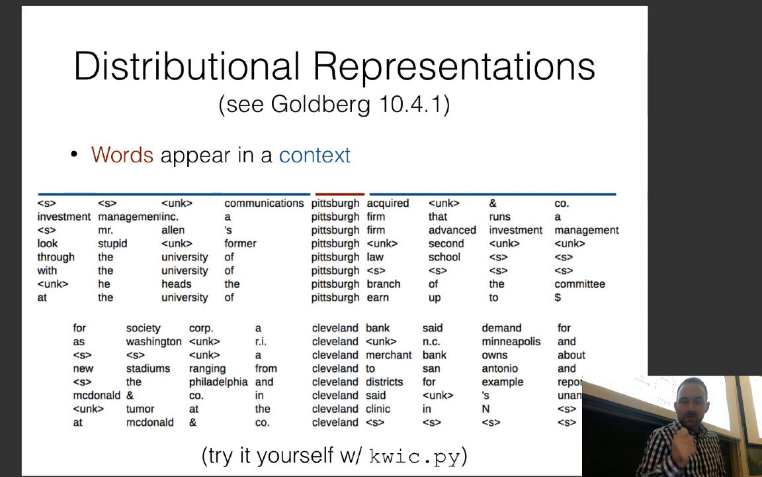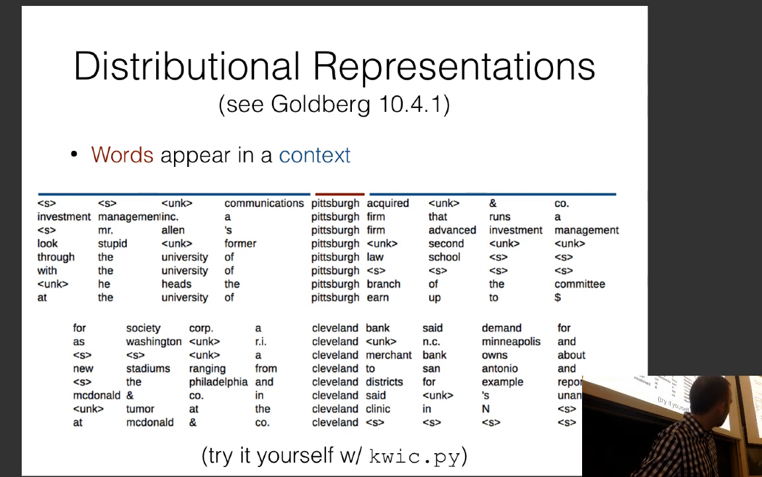So there's a Python program in the word representations file called kwic.py. This stands for keyword in context. And basically what it does is you give it a word, you give it a corpus, and it outputs something like Pittsburgh, along with all of the contexts that Pittsburgh appears in. And this is a very common thing for linguists to use to learn more about words. So this is called a concordance or a keyword in context search.